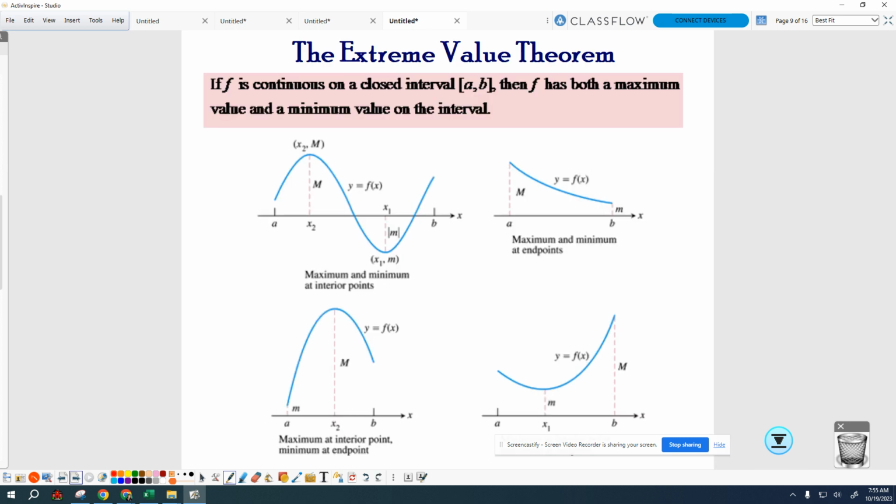All right, so you should write this sentence down. If you have a closed interval, so meaning the endpoints are included, and it's continuous, you're guaranteed to have a maximum, and you're guaranteed to have a minimum. Absolute.